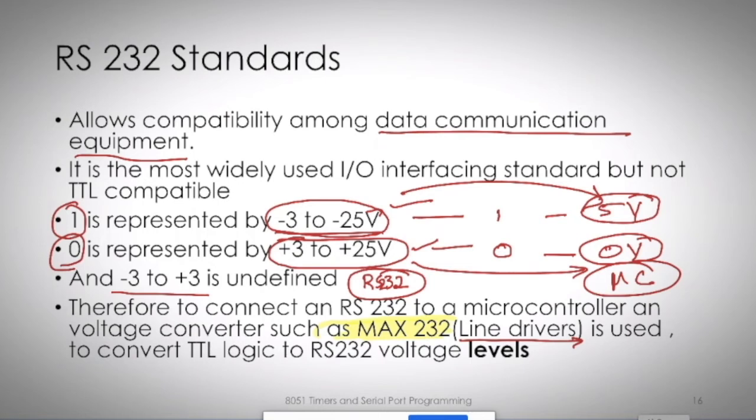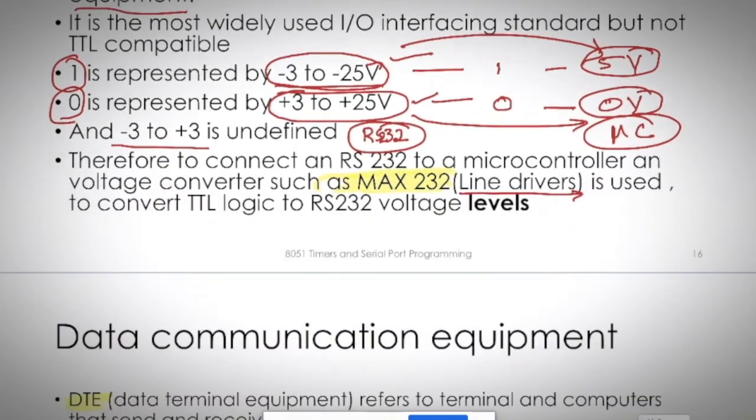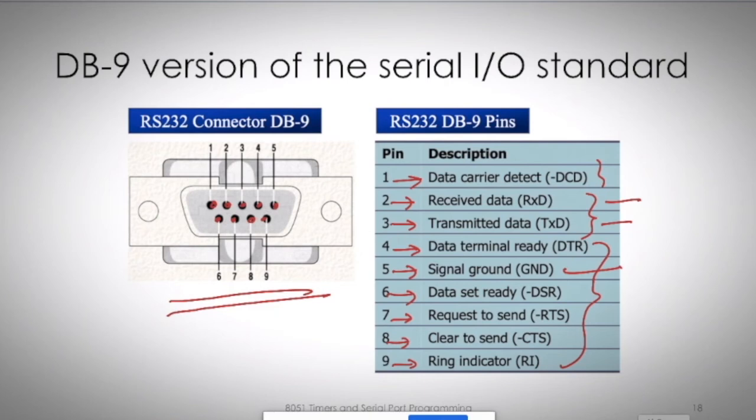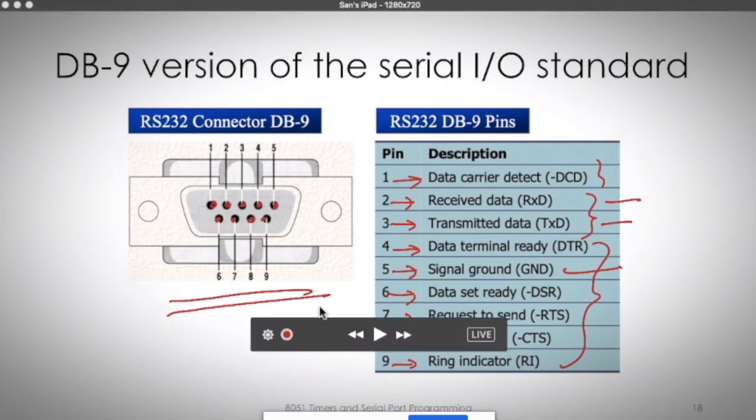And the fourth and the most important thing is how to write a program to send and receive serial data. That will be a short question, but the remaining things, one of these will definitely be asked. About the RS232 standards I have explained, and we have also understood what a null modem connection is, and also we have seen what a DB9 connector is.